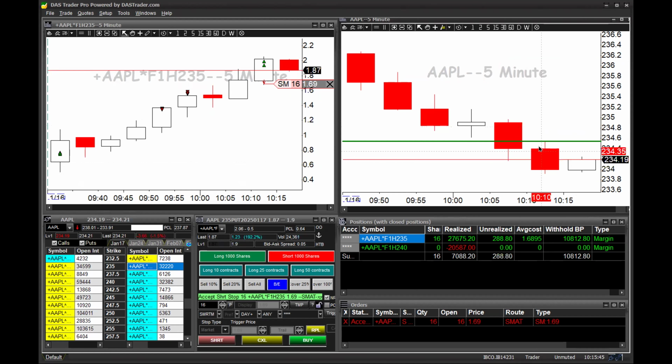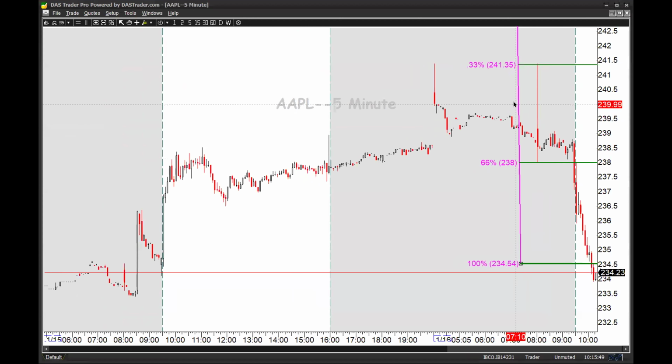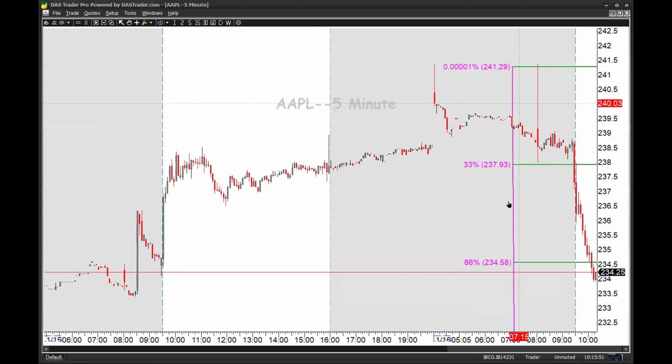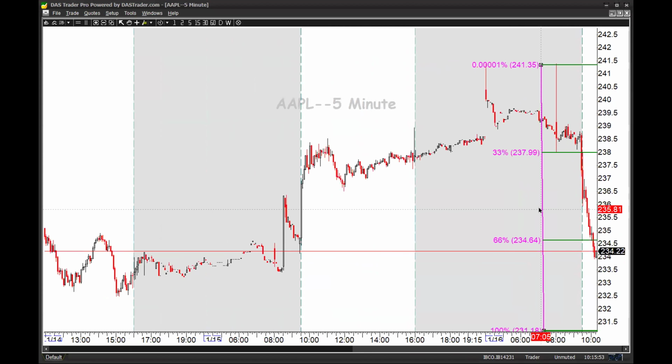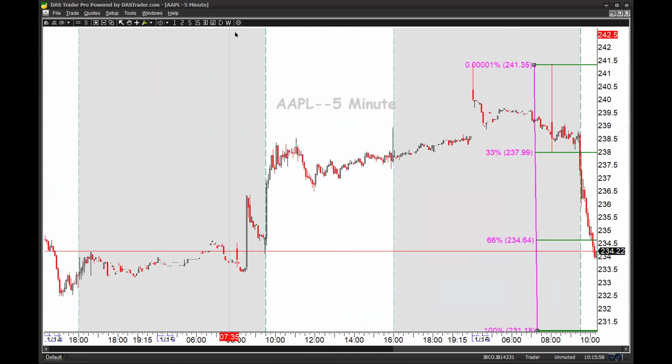Again, if Apple truly rejects this level and goes to the next one down, let's see, where is it? Let's just move the lines down and see what it is. There it is, further down. What do we have? 231. Well, wouldn't that be nice? 231. We'll see.